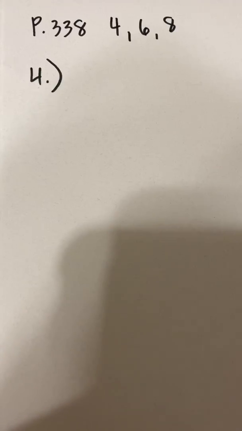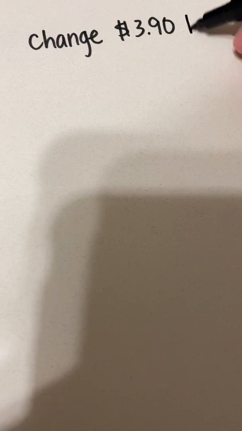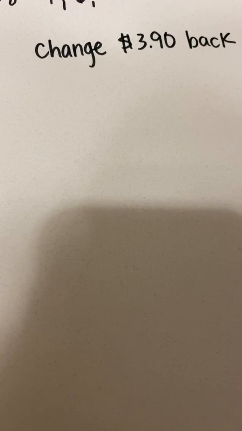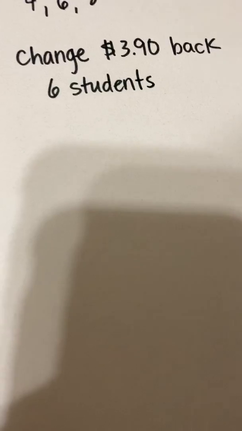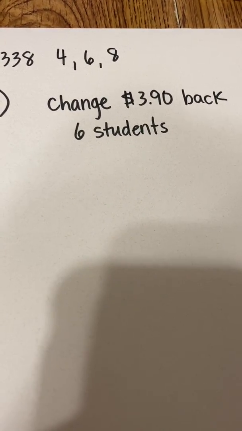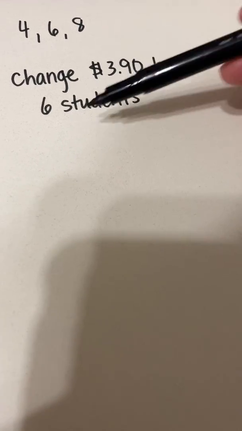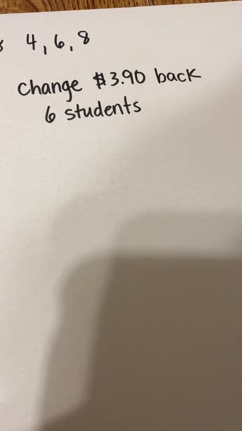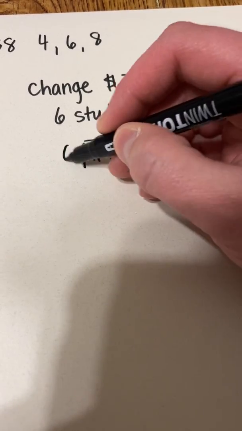It says the change from a gift purchase was $3.90. So someone purchased something and they got $3.90 back. Each of the 6 students donated an equal amount for the gift. So 6 students went in for the gift. The question is, how much change should each student receive? Well, after purchasing a gift, there was change and 6 students went in on the gift, they want you to divvy up the change for the 6 students, which means we are going to divide. So pretty simply, you take your $3.90 and you're going to divide it by the 6 students.